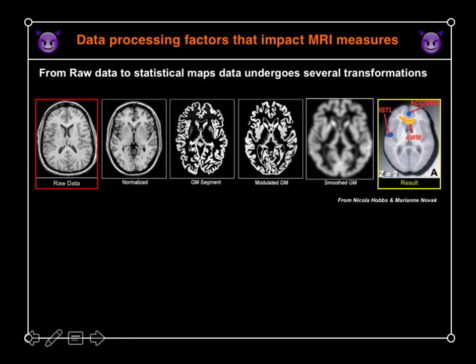There's gray matter segmentation, then there's modulation of gray matter, and then you smooth it with some sort of smoothing factor, and then you get these results. You do the stats there. So biases can be introduced at any point in this pipeline, and that can have profound consequences.